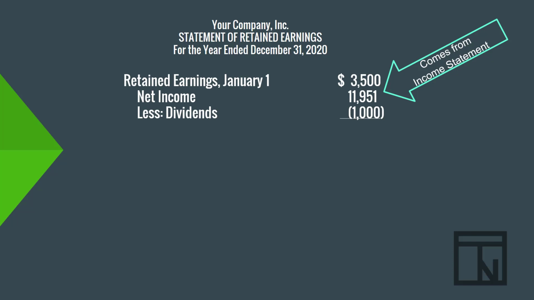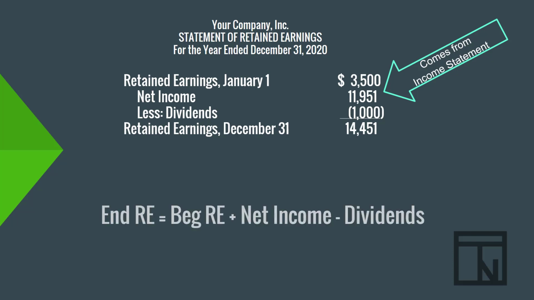The end result of that calculation is your ending retained earnings on December 31st, or at the end of the fiscal year. So again, your ending retained earnings at the end of the fiscal year is simply your beginning retained earnings plus any net incomes minus any dividends. And those are the first two financial statements that we use in most corporations.